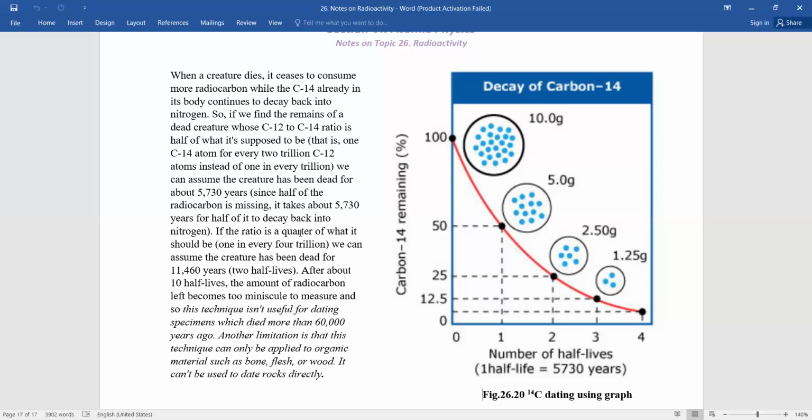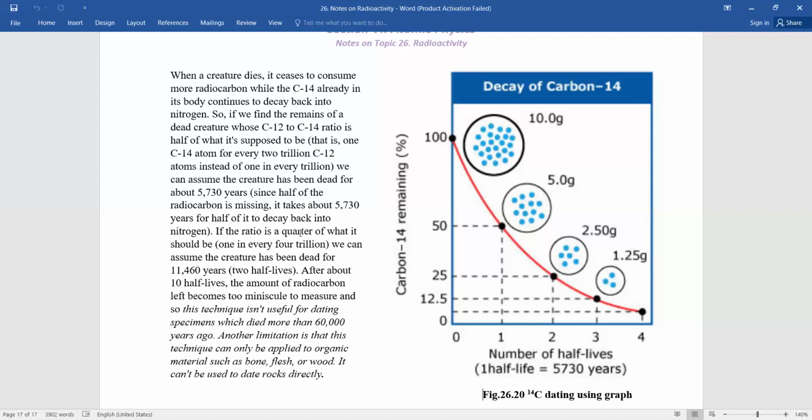The amount of radiocarbon left becomes too minuscule to measure, and so this technique is useful for dating specimens which died less than 60,000 years ago. Another limitation is that this technique can only be applied to organic material such as bone, flesh, or wood. It cannot be used to date rocks directly.